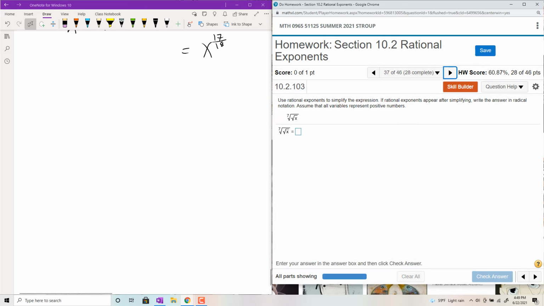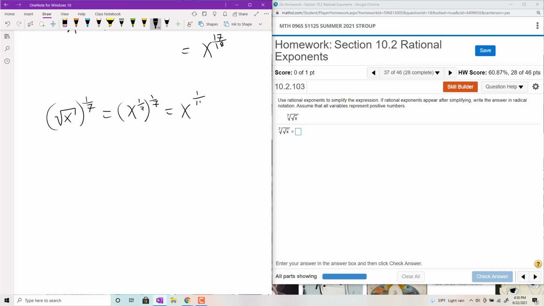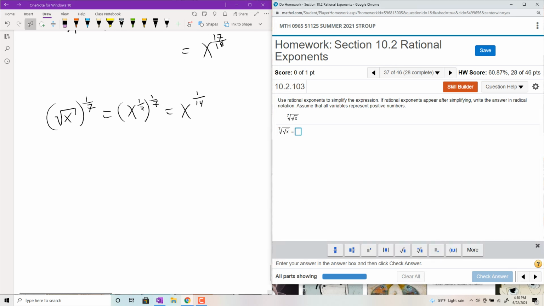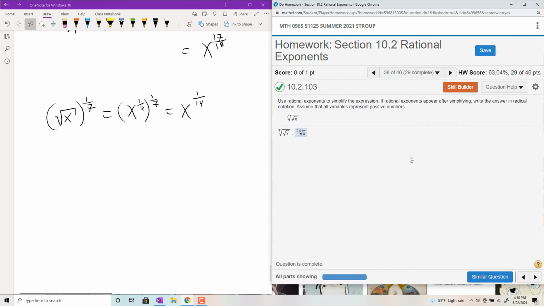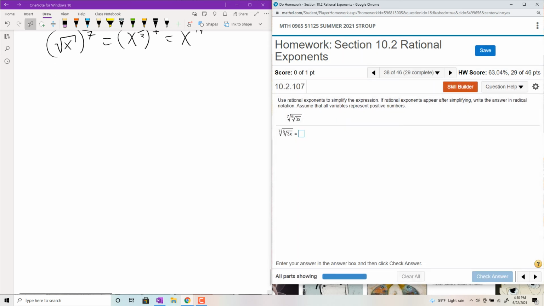Well, this one looks weird. This would just be the square root of x raised to the 1/7, and then the square root of x you can rewrite as x to the 1/2, and then raised to the 1/7. That'll be x to the 1/14 if you multiply, and then it's the 14th root of x. Then I think you can handle that one then. Okay, sure, let's try it.